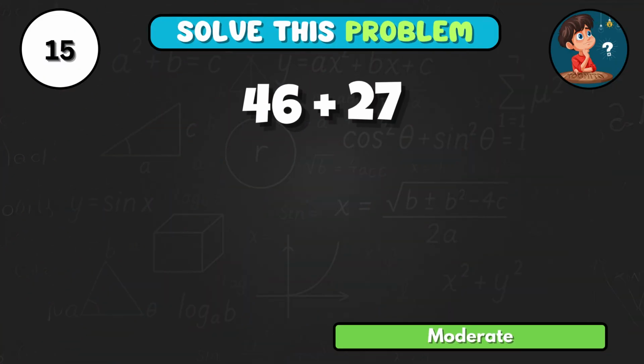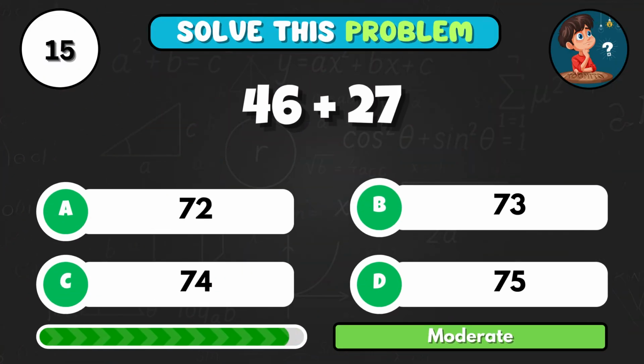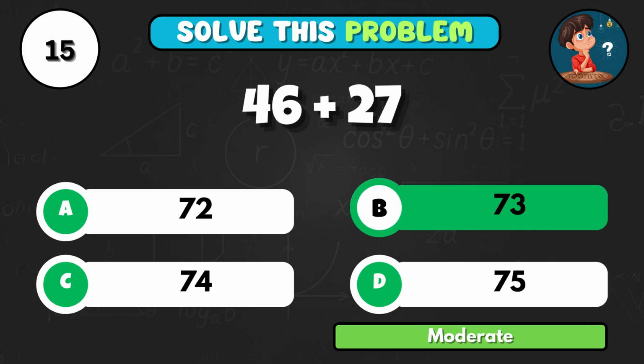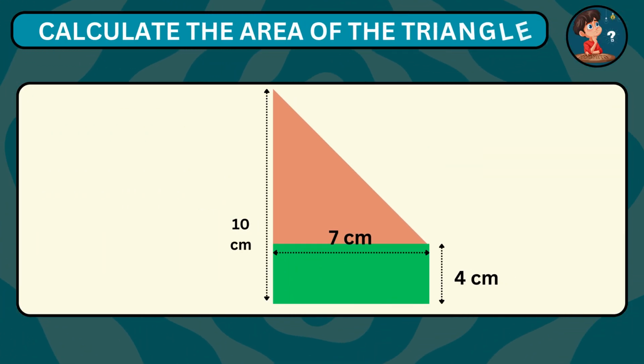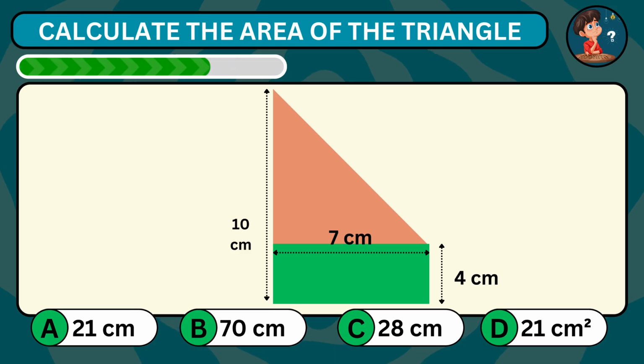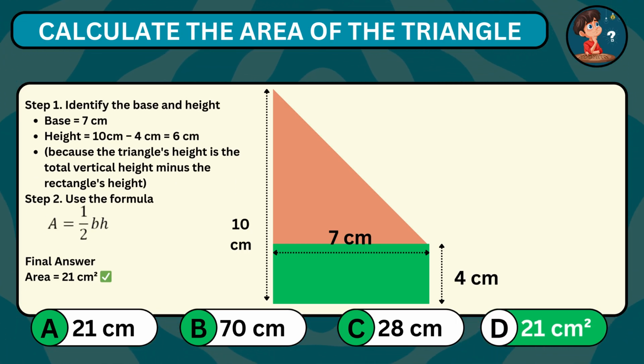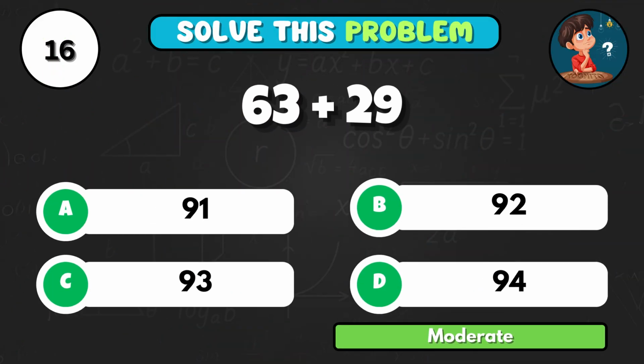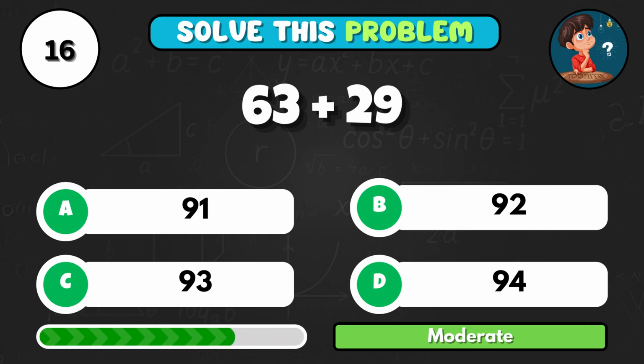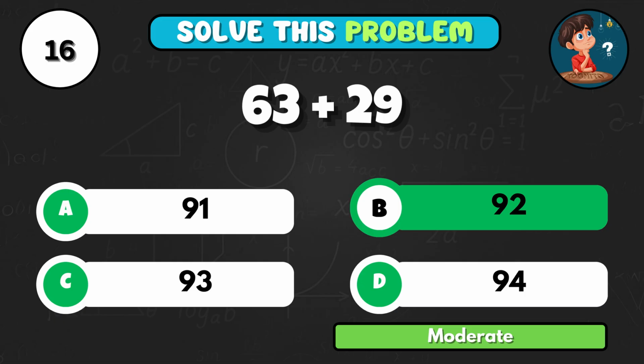What's 46 added to 27? The answer is B. That equals 73. What is the area of a triangle? 63 plus 29 totals... Option B is correct. It comes to 92.